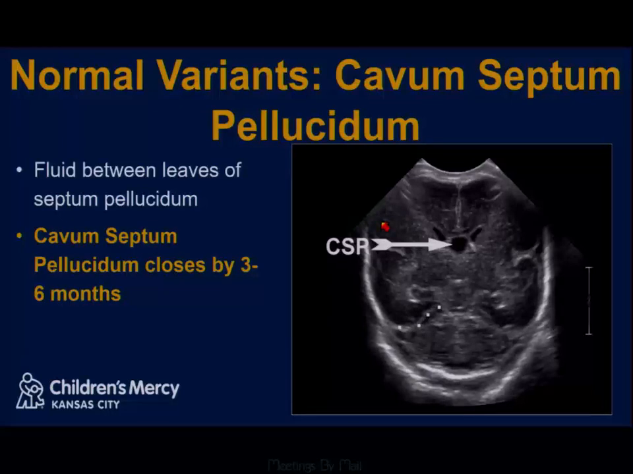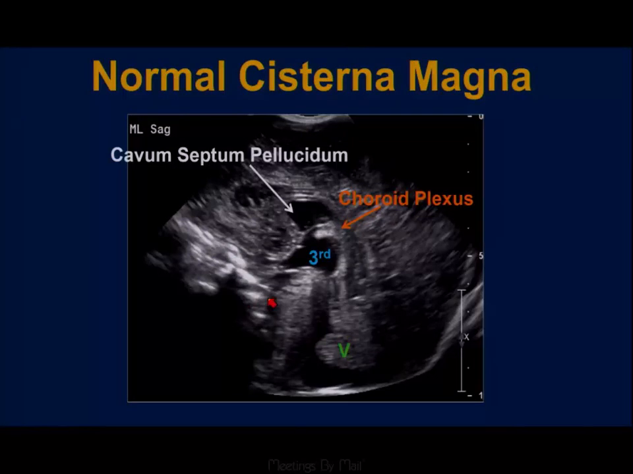Here's another normal variant. If you're used to looking at neonatal heads, you'll notice this all the time. Cavum septum pellucidum. Sometimes this persists into adulthood, and we see it on teen and adult MRIs too, but typically it closes by 3 to 6 months. And here again, the cavum septum pellucidum in a sagittal plane. You see choroid plexus, third ventricle. You see the cerebellar vermis here.